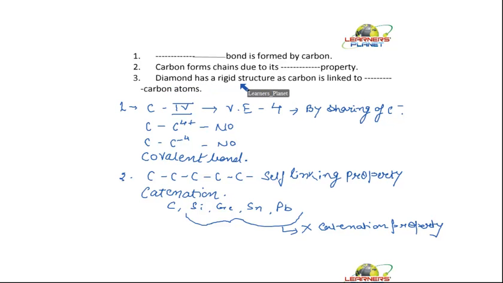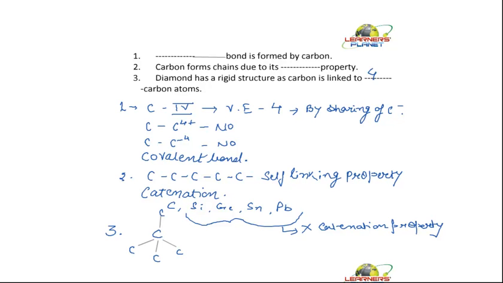Now see this. Diamond has a rigid structure as carbon is linked to dash carbon atoms. So in diamond, each carbon is linked to how many carbon atoms? Say this is a carbon. In diamond, each carbon is linked to 4 other carbon atoms. Got my point? So it is your first carbon, second carbon, third carbon and fourth carbon. So carbon is linked to 4 other carbon atoms. That is why diamond has a rigid structure.